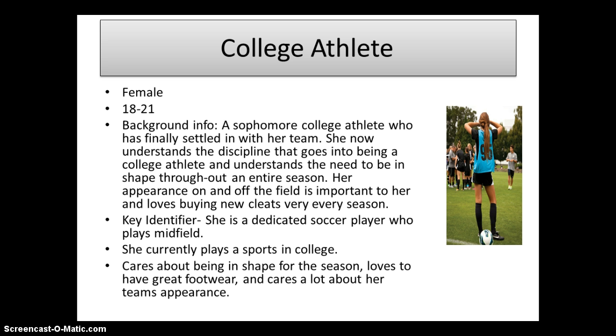So the persona that I wanted to go for was a college athlete. For this persona, I used female, ages 18 to 21. I actually wanted to do a little bit of background information, so I created a sophomore college athlete who has finally settled in with her team.